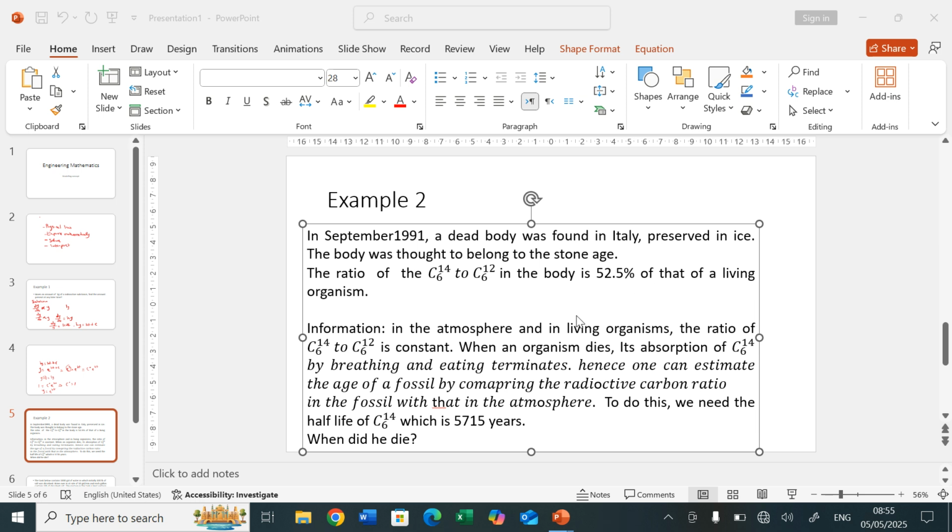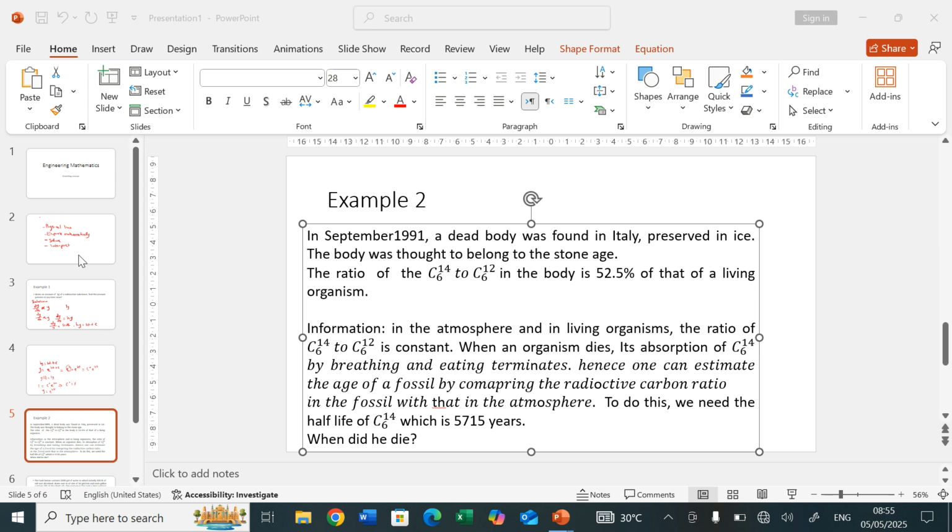So it means that as the body dies, the ratio of carbon-14 to carbon-12 reduces, and it has been only 52.5%. So we are going to take this as a case of a radioactive process as well. There is some information provided. In the atmosphere and in a living organism, the ratio of carbon-14 to carbon-12 is constant. When an organism dies, its absorption of carbon-14 by breathing and eating terminates. Hence, one can estimate the age of a fossil by comparing the radioactive carbon ratio in the fossil with that in the atmosphere. To do this, we need the half-life of carbon-14, which is 5715 years. So when did the person actually die?